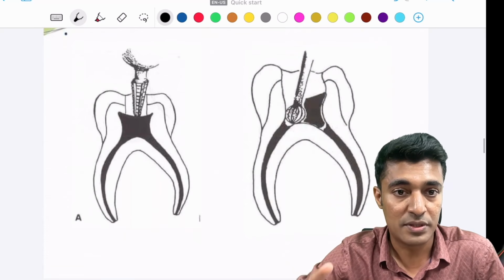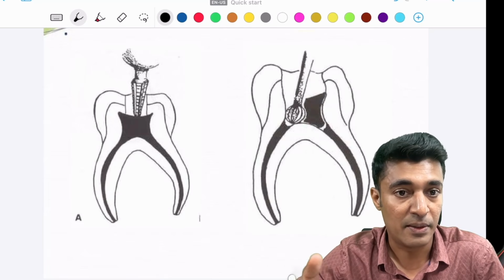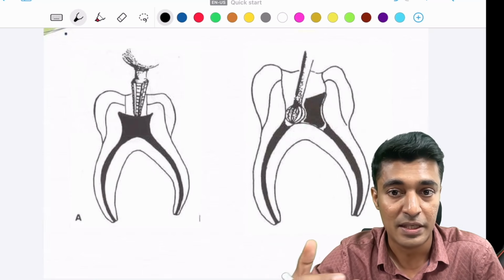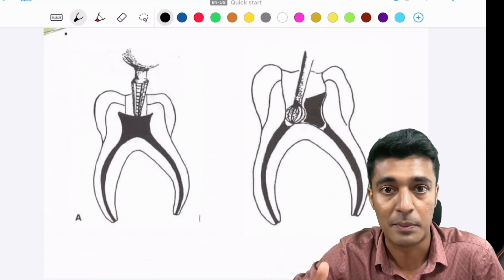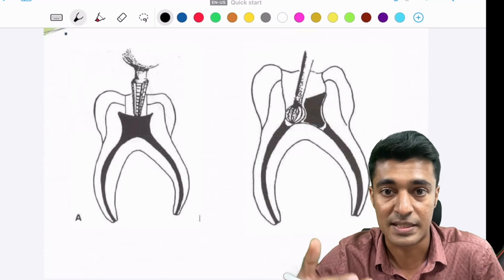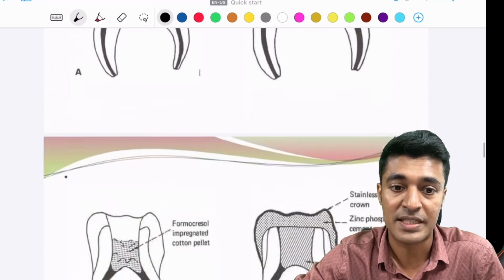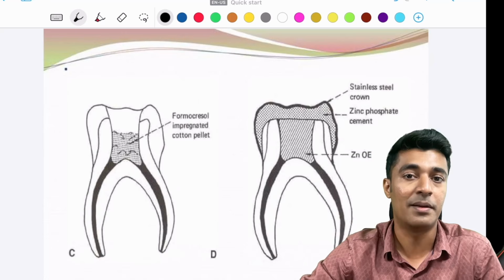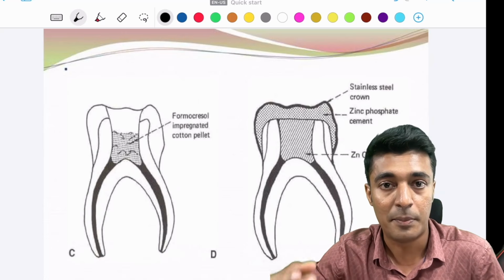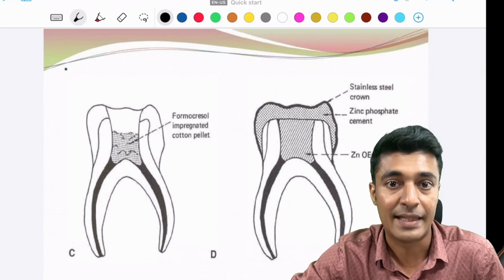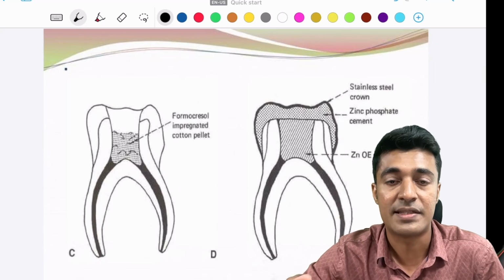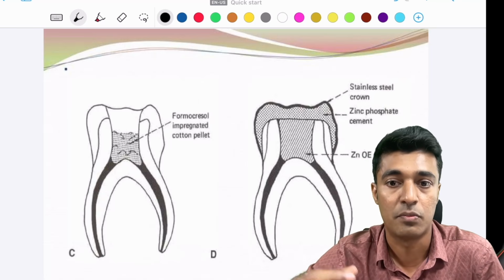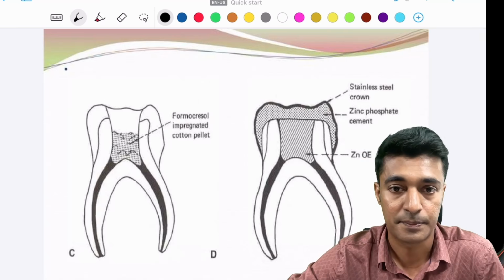So first, what we do is excavate the caries and remove the roof of the pulp chamber. Then we use a number 6 or number 8 round bur to amputate the coronal portion of the pulp tissue, and the radicular tissue is left there. Then we try to achieve hemostasis. After achieving hemostasis, we use a cotton pellet moistened with formocresol solution, place it for 3 to 5 minutes, and then remove it. Then we place the zinc oxide eugenol medicament on top of it, and finally the stainless steel crown is bonded using zinc phosphate cement.